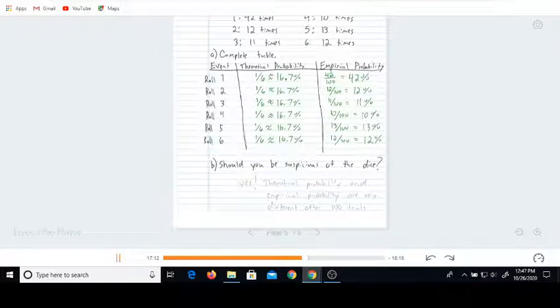So part B, should you be suspicious of this dice? Yes. And that's because the theoretical probability and empirical probability are very different.